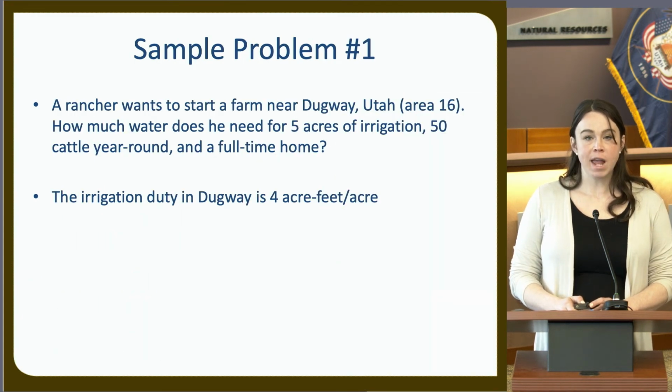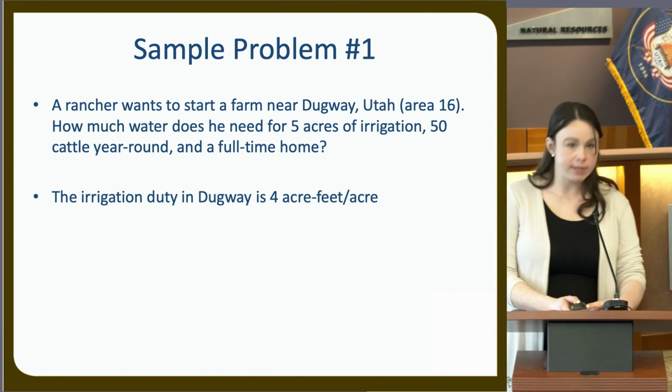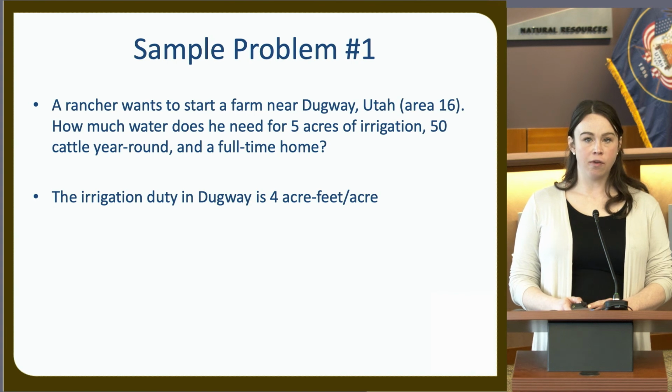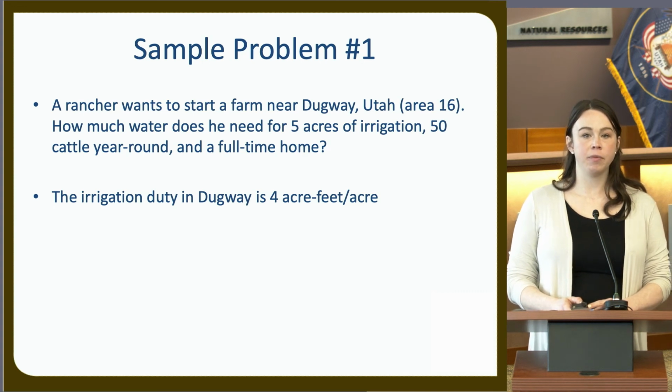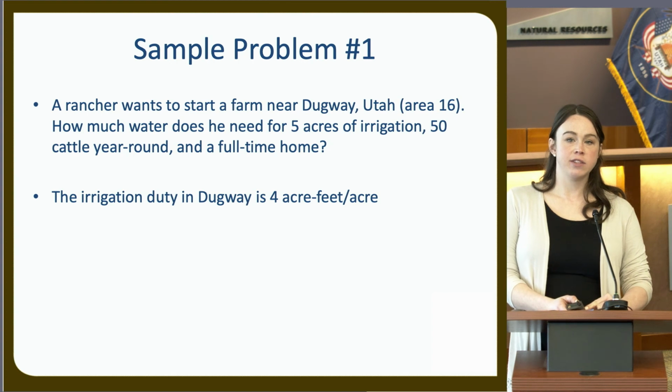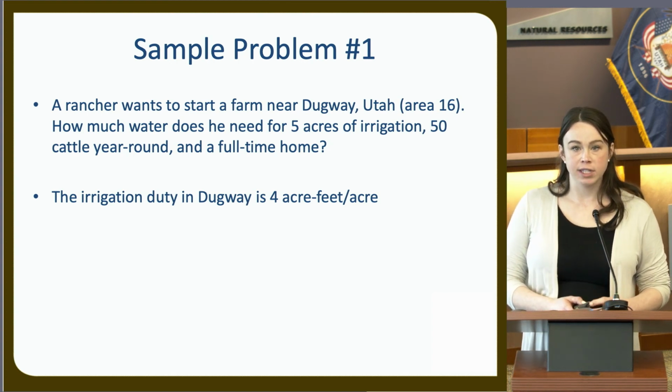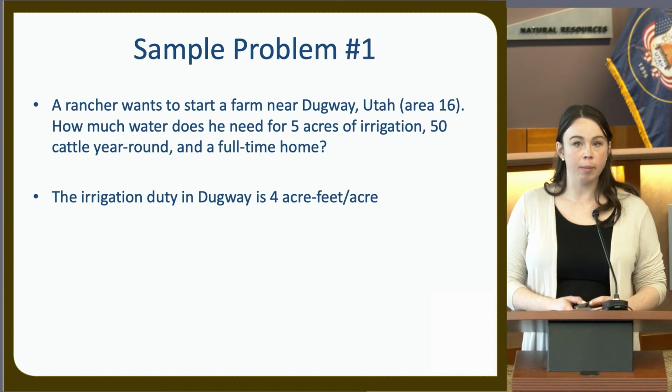Okay, so let's just get into some problems. A rancher wants to start a farm near Dugway, Utah. How much water does he need for 5 acres of irrigation, 50 cattle year-round, and a full-time home? The irrigation duty in Dugway is 4 acre-feet per acre, and for the rest of my problems, I will use the same duty if that's helpful to remember.